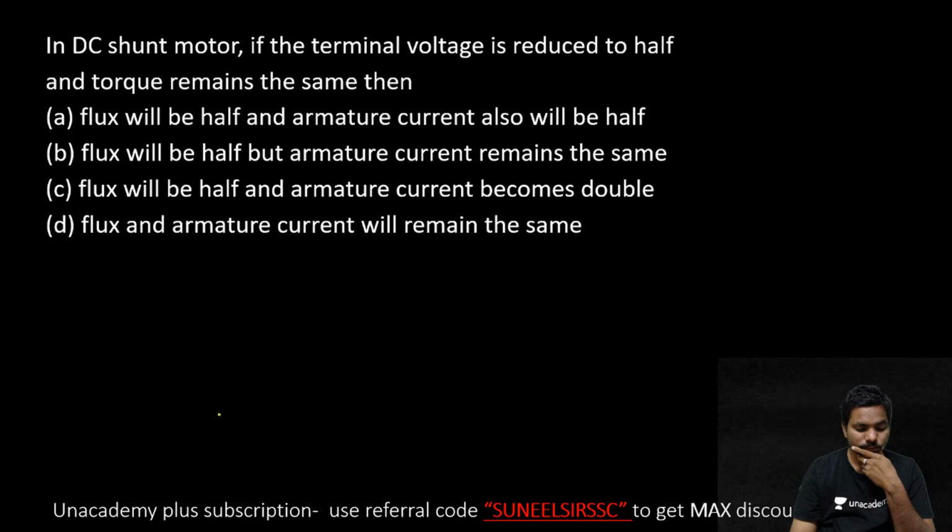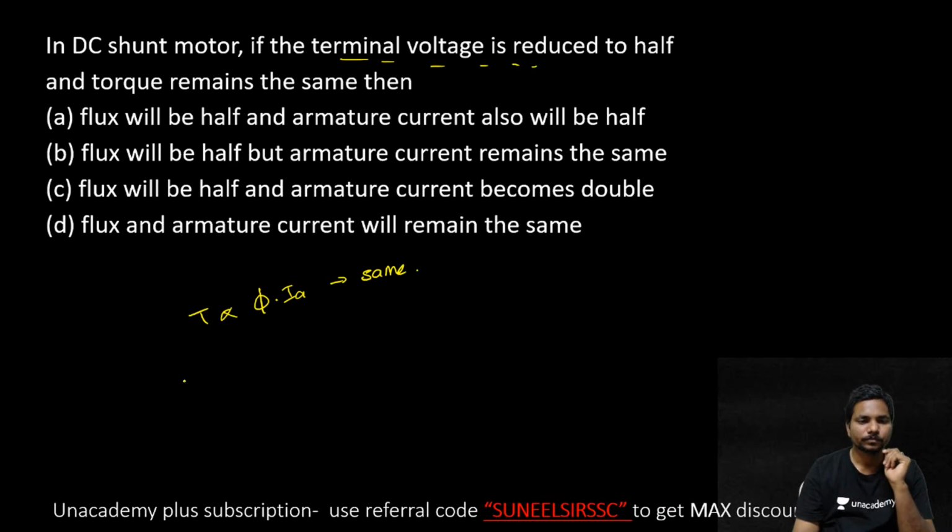Answer is option C. Let us check what they have given. Torque is the same. Torque is proportional to phi into Ia. It must be the same. And what they have given: terminal voltage is reduced to half. If the terminal voltage is going to be halved, then what will happen?